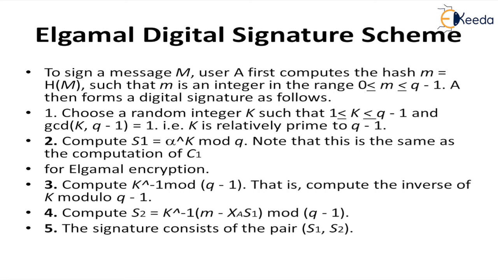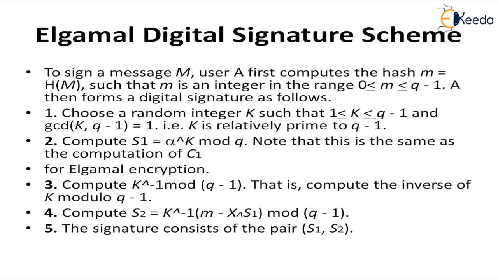To sign a message M, user A must compute the hash m is equal to H of M, such that m is an integer in the range of 0 to q minus 1. A then forms a digital signature as follows. Choose a random integer k such that k varies between 1 and q minus 1 and GCD of k and q minus 1 is equal to 1. That is, k is relatively prime to q minus 1. Second, compute S1 is equal to alpha raised to k mod q.